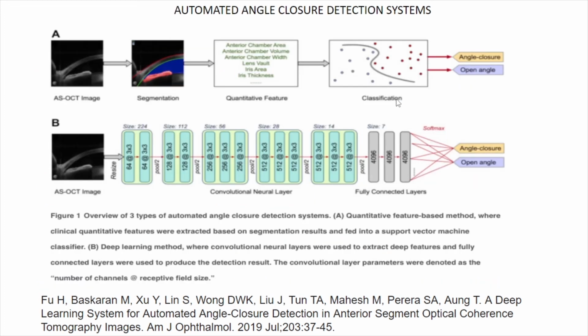This image shows us a deep learning method in which the ASOCT image is processed through convolutional neural layers. They will extract all the deep features and then we can classify the angle as angle closure or open angle.